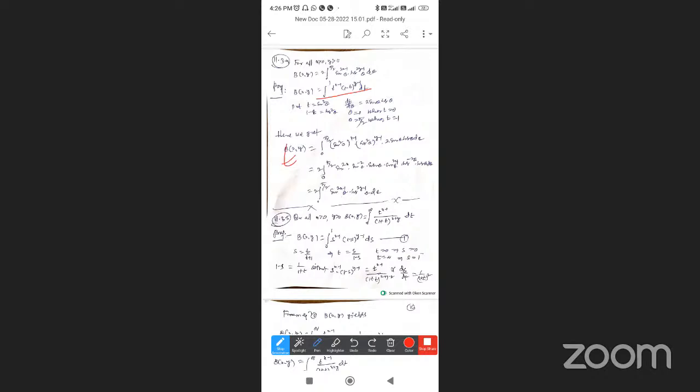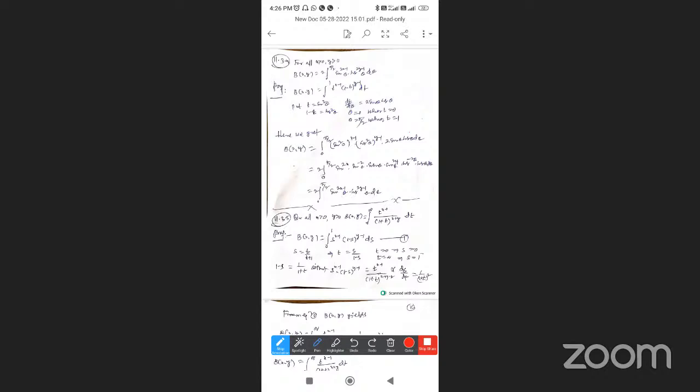Now, t is equal to sine square theta. 1 minus t is equal to 1 minus sine square theta, and we take cos square theta. dt is equal to 2 sine theta cos theta d theta, which is sine 2 theta d theta. So when theta is equal to 0, t is equal to 0; when t is equal to 1, sin theta is equal to 1, that is sin 90 degrees, so theta is equal to pi by 2.